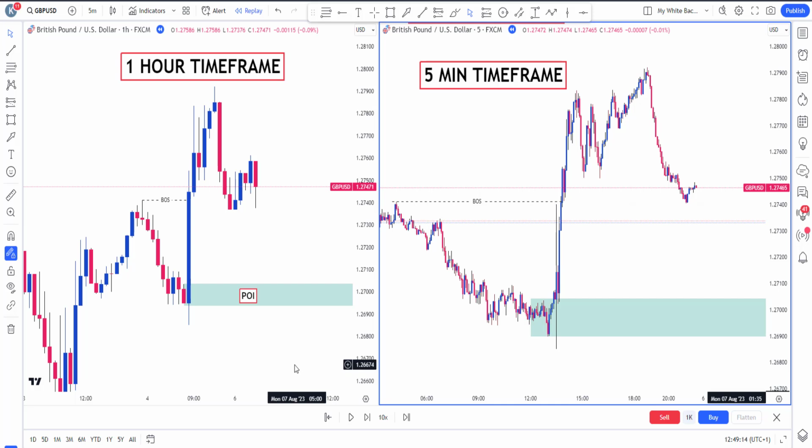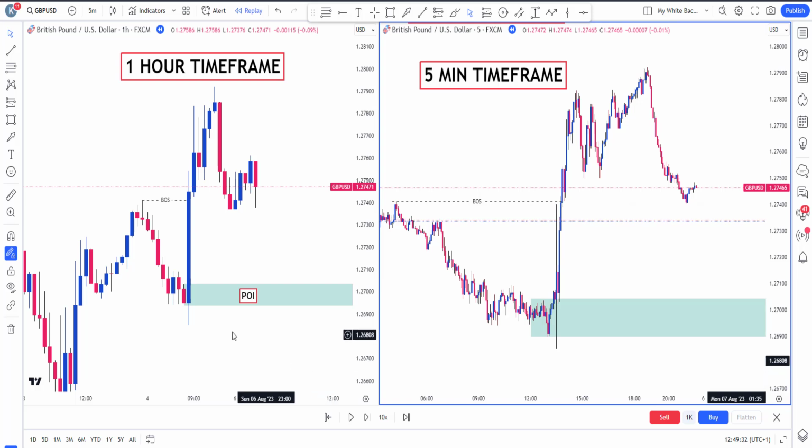This is the kind of ICT entry model that doesn't fail, and most ICT traders fail to understand this simple concept. I'm about to show you something that will change the way you look at your chart and the way you trade using the ICT concept.